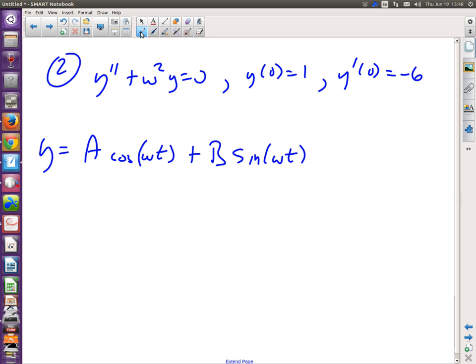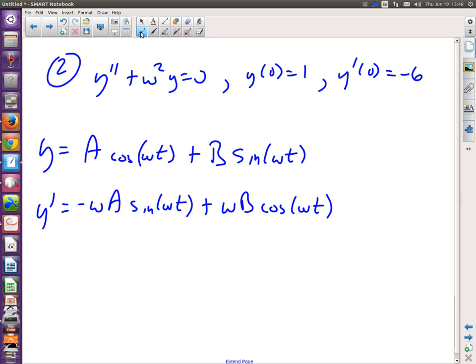So we need y double prime. Here's y prime. The derivative of cosine omega t is negative omega sine omega t, because of the chain rule. So negative omega a sine omega t, because the derivative of sine of stuff is negative cosine of stuff times the derivative of stuff, which is omega. Omega is just a constant. Plus, let's see, the derivative of sine omega t is cosine omega t times omega. So how about we write omega b cosine omega t?